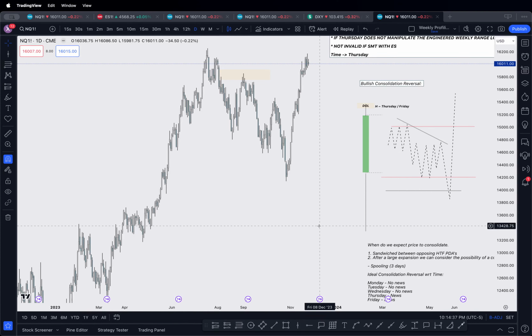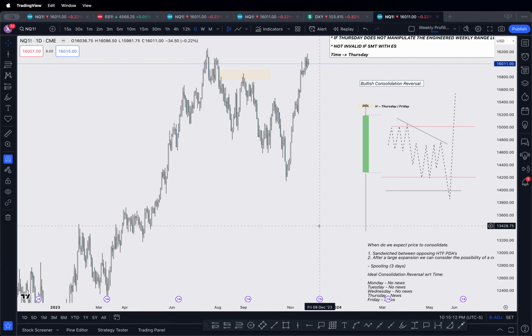So now what are you looking for Tuesday, Wednesday? You're looking to see if price consolidates or price expands, correct? If price consolidates, what are you now considering the likely weekly profile? The CR. Yep, consolidation reversal. If price expands on Wednesday, what is that called? Midweek reversal. And if price expands on Tuesday, it's our classic expansion week.